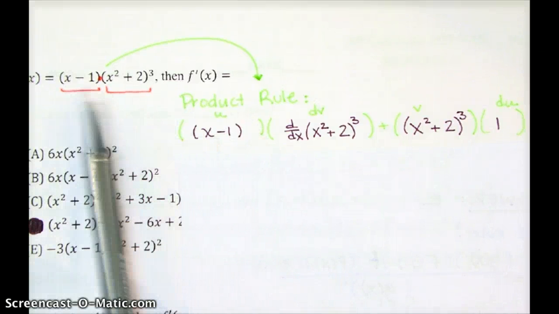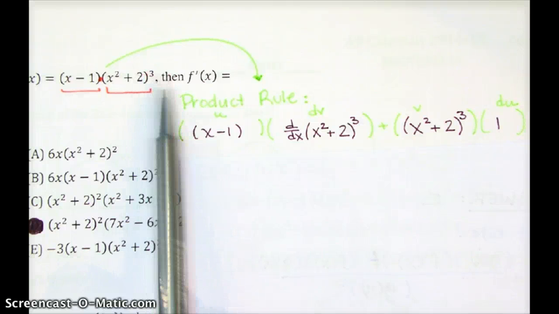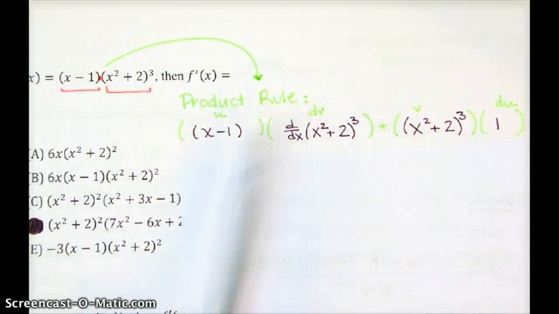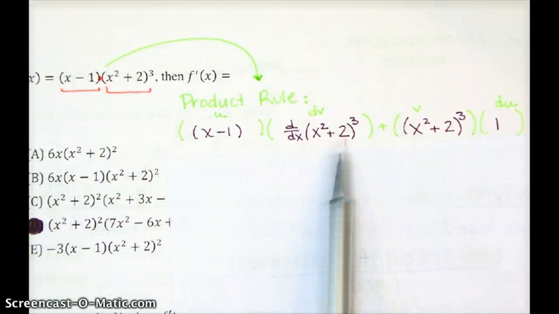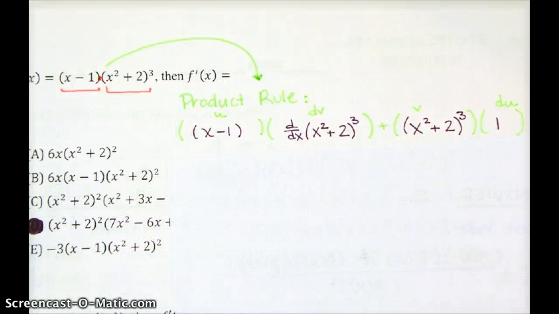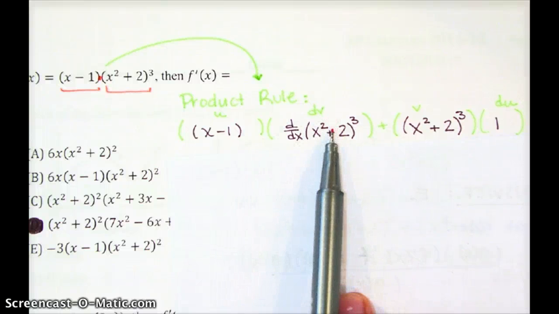U is easy, it's the first part. V is easy, it's the second part, including the 3. And du is also really easy because the derivative of this is just a simple power rule. Now, this is hard, and so in order to keep all my terms together at the first step, I like to write d/dx just as a reminder that I need to take the derivative of this.